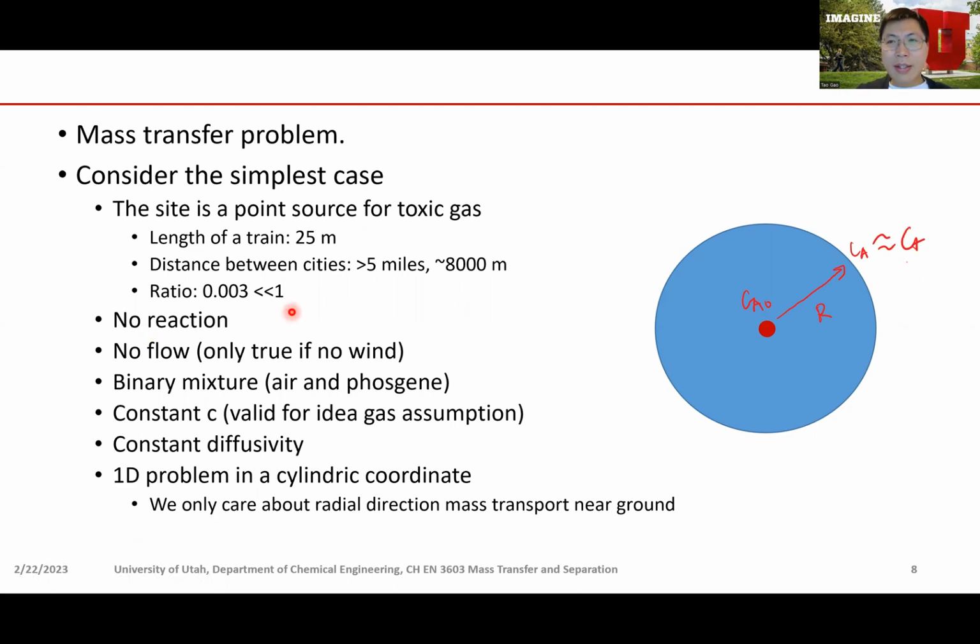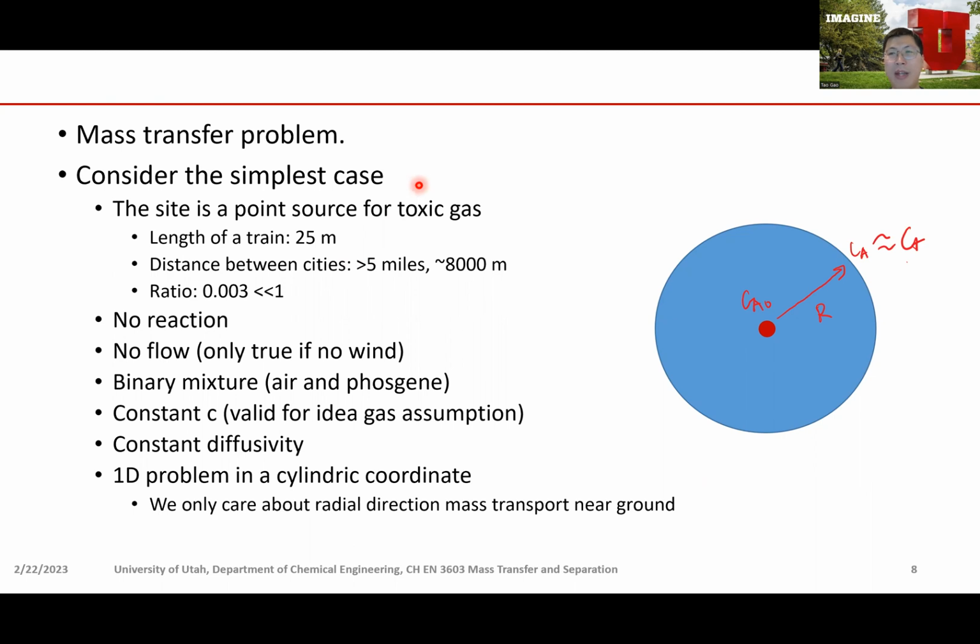Okay, now let's look at this problem. Fundamentally, this is a mass transfer problem. We have a source of chemical species A, in this case a pathogen, which is moving away from the point source. What we need to know is if we can solve the concentration of A as a function of space and time.